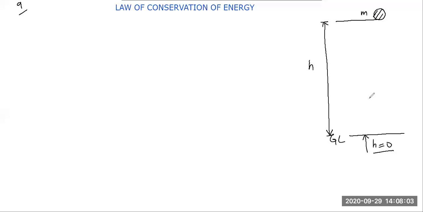Okay, now what is the law of conservation of energy? This law states that the total energy of a system or of a body, especially of a system, is always constant.